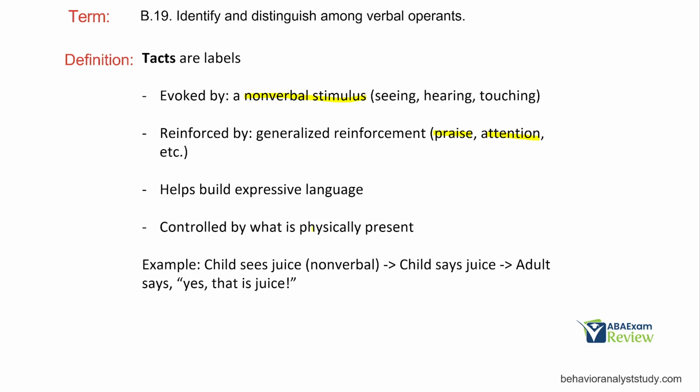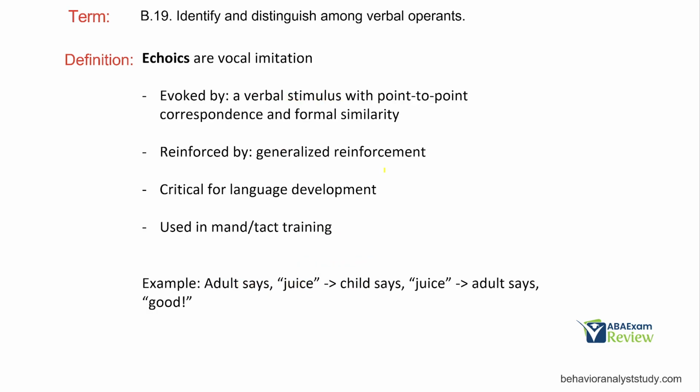We're controlled by what is physically present, not necessarily verbal behavior. For example, child sees juice, nonverbal, just a box of juice, a carton of juice, whatever it may be. Child says juice, adult says, yes, that is juice. The child has been reinforced through praise or attention or generalized reinforcement.